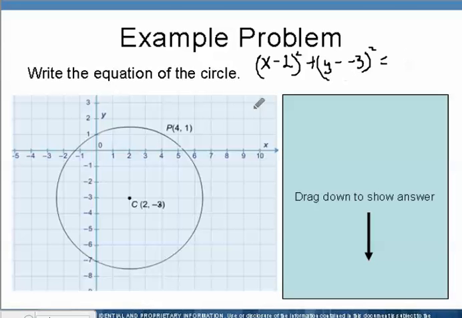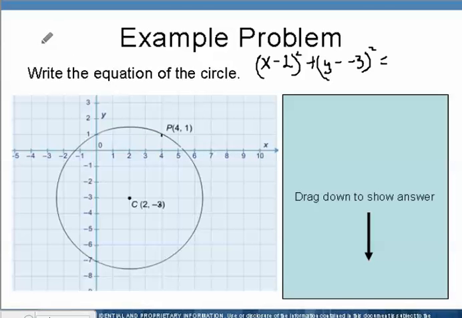Uh-oh, they didn't give us the radius. They gave me a 0.41 here. So you know what? We can actually figure the distance between these two, can't we? Right? By using the distance formula.